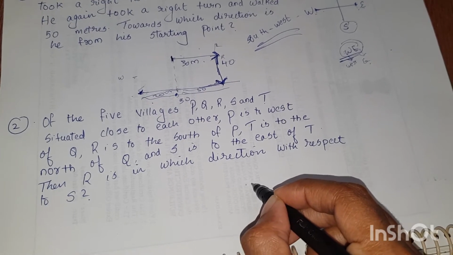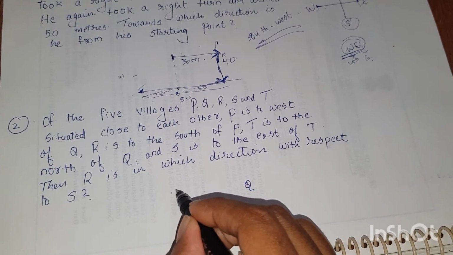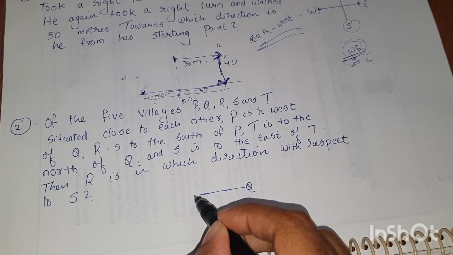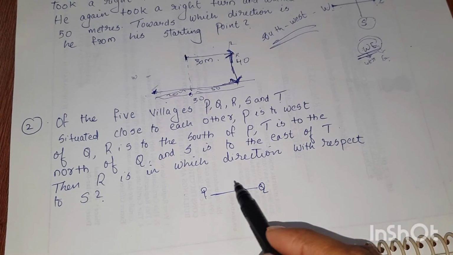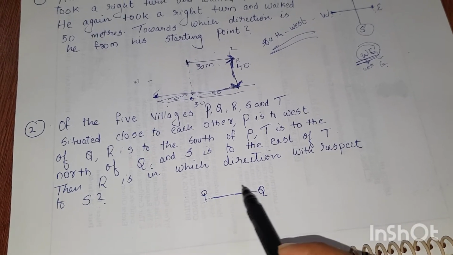Suppose Q is here, and to the west of Q, west means this direction, right? So to the west of Q, which village is standing? P, right? P is to the west of Q. That means Q is to the east of P.